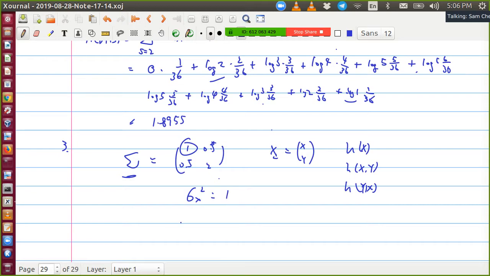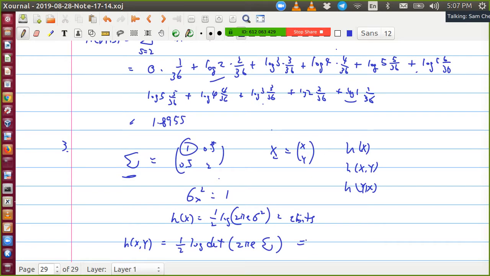So therefore, small h(x) is just 1/2 log 2 pi e sigma squared. That is just 1/2 log 2 pi e, which is approximately 2 bits basically. And then h(x,y) will be equal to 1/2 log determinant 2 pi e sigma. If you put it into the computer, you get something like 4.5 bits.